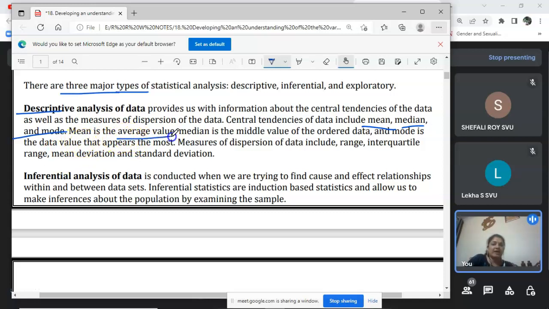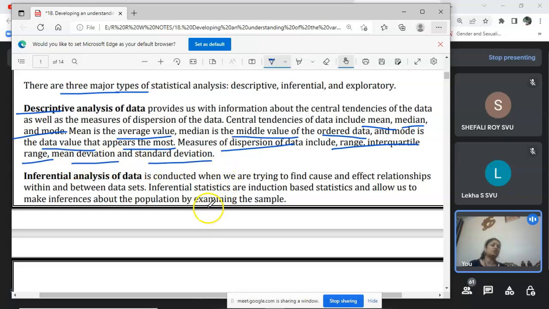Mean is the average value, median is the middle value of the ordered data, and mode is the data value that appears the most. That is basically the analysis. Now, measures of dispersion of data include range, interquartile range, mean deviation, and standard deviation.